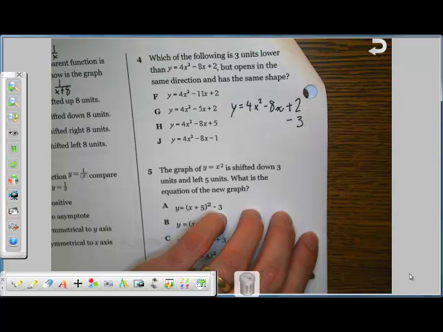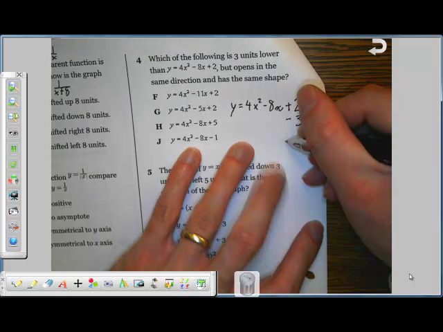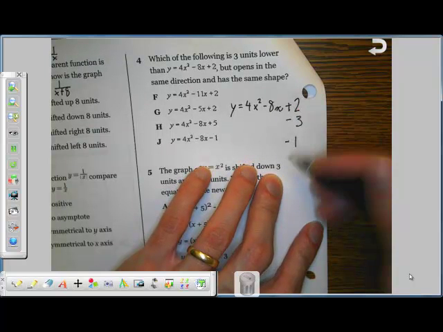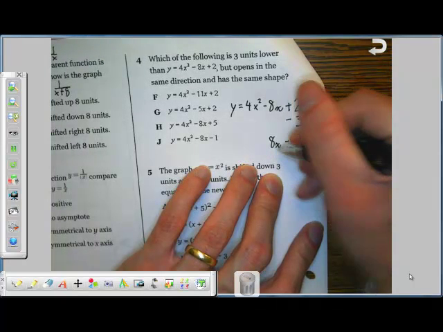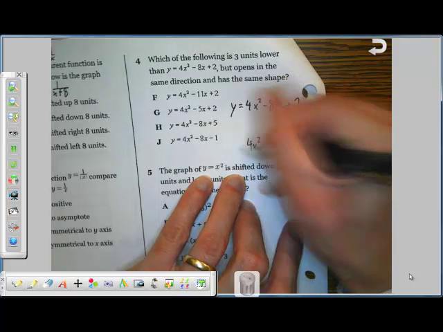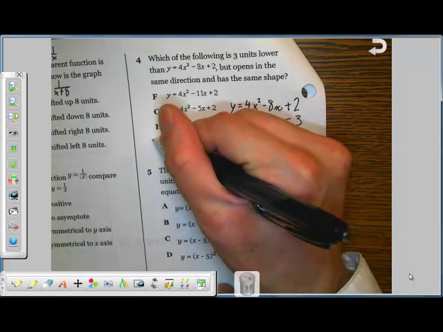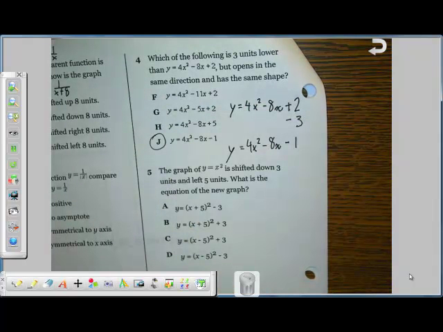What's 2 minus 3? 2 minus 3 is negative 1. I have no other like terms, so I'm left with 8x, 4x squared. And as you can see, that leaves us with answer choice J. Okay?